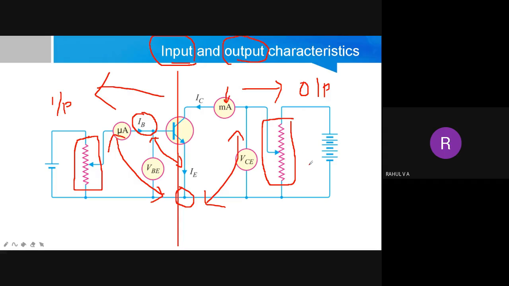This rheostat or potentiometer is not necessary, you can use a variable supply. That means you can adjust the voltage in the supply itself.